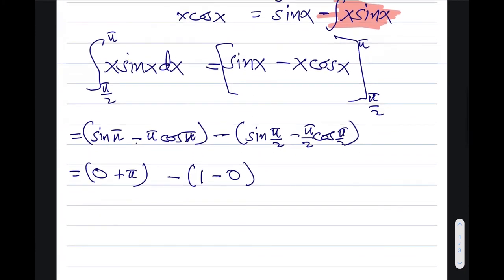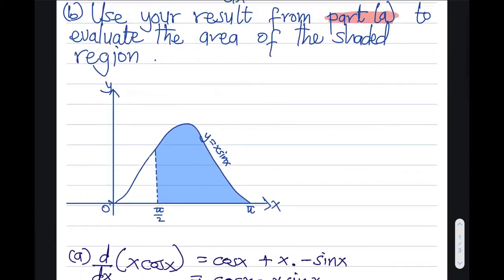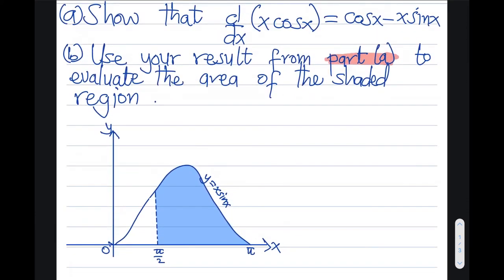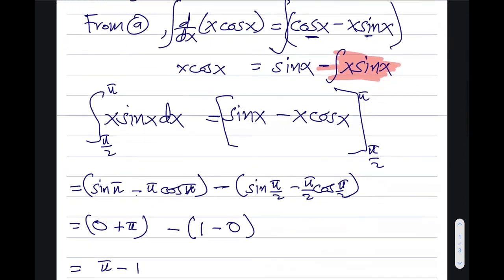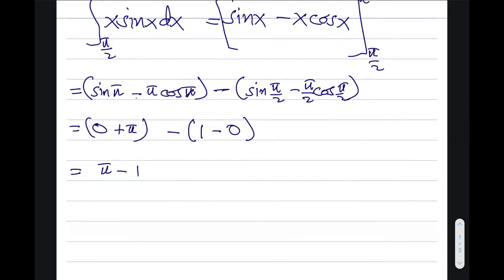Now this would mean that our answer is pi minus 1. But remember that what we are dealing with is an area, so we treat it as such. So you add square units.